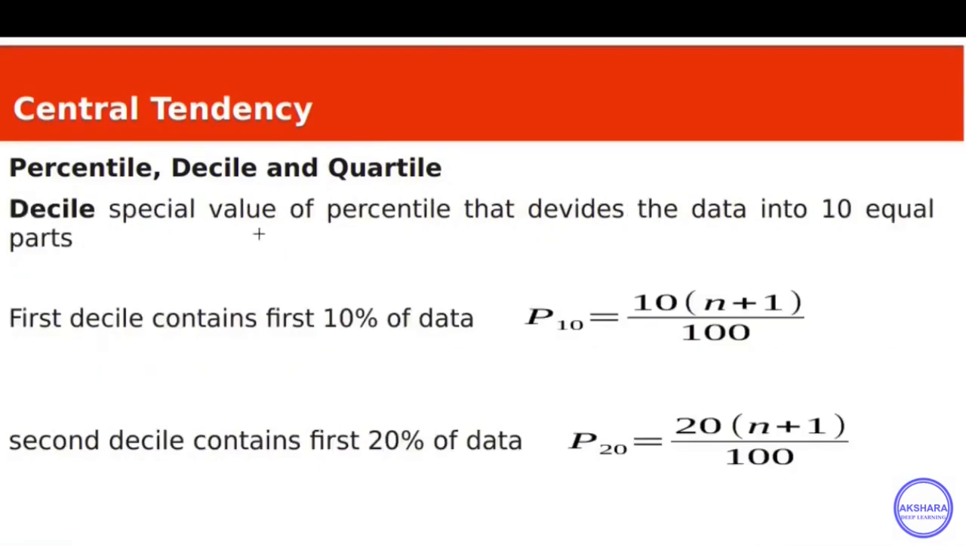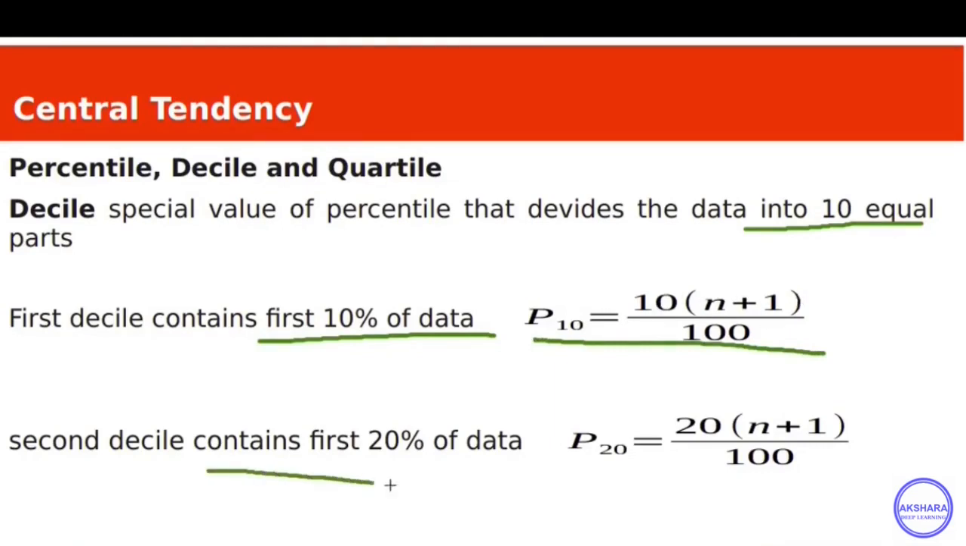Decile is a special value of percentile that divides the data into 10 equal parts, whereas percentile divides it into 100 equal parts. First decile contains the first 10% of data. First decile can be found by using this formula. P of 10 will be 10 into (n plus 1) by 100. Second decile contains the first 20% of data. This can be found by using this formula.